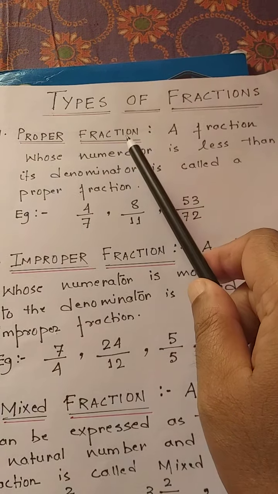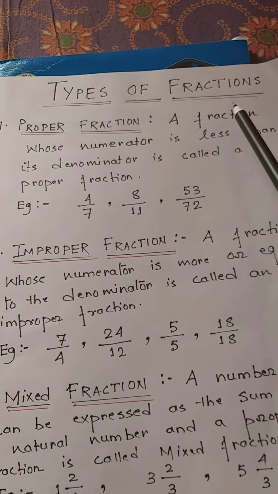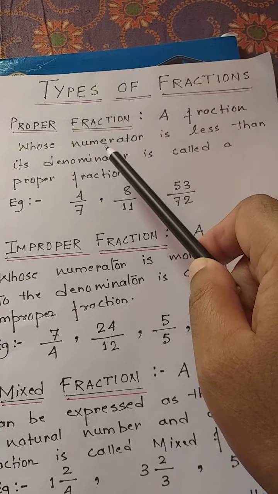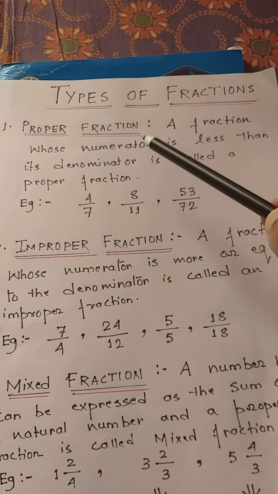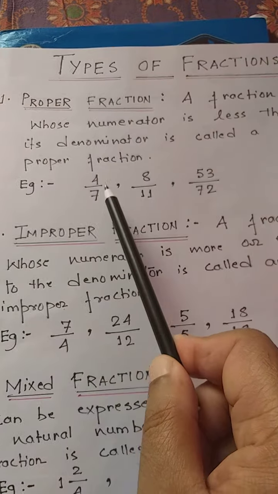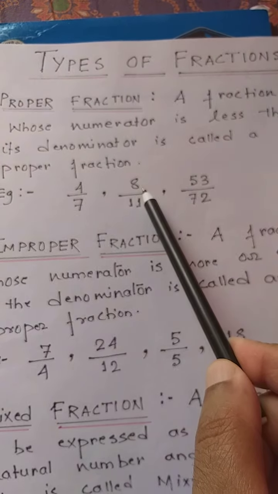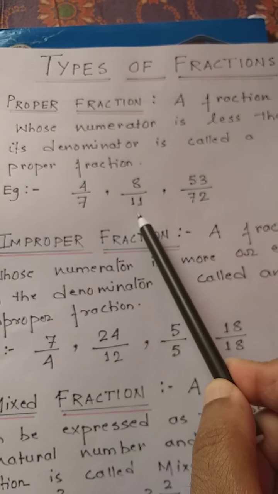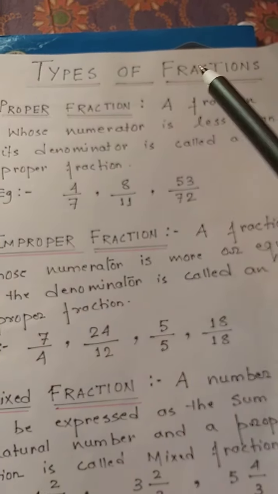So now see what is a proper fraction. A proper fraction is one whose numerator is less than its denominator. That is, the numerator will be less but the denominator will be more. Now see, I have given the example 4 by 7. See, the numerator is less than the denominator. See another example, 8 by 11. So 8 is less than 11, so the numerator is less than the denominator.